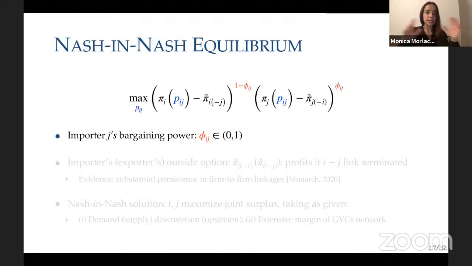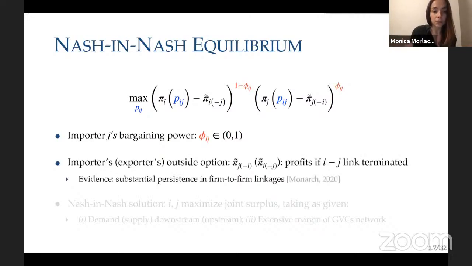Okay, so this is the main equilibrium problem. Again, it's a Nash bargaining problem. The importers and exporters are going to negotiate over the price. The key parameter is obviously phi ij, the bargaining power of the importers in our notation. This is between 0 and 1. Now, back to the outside option. Another key parameter is obviously the outside option of the importers and exporters. In this baseline model, we take a simplifying assumption by saying that the outside option of firms is going to be the profits if this link is terminated.